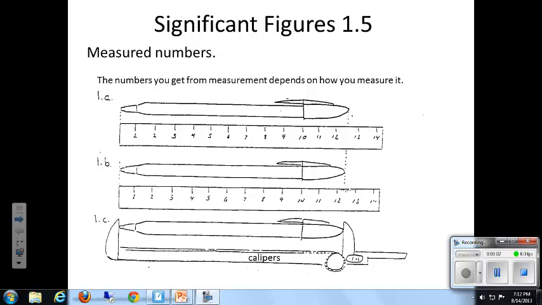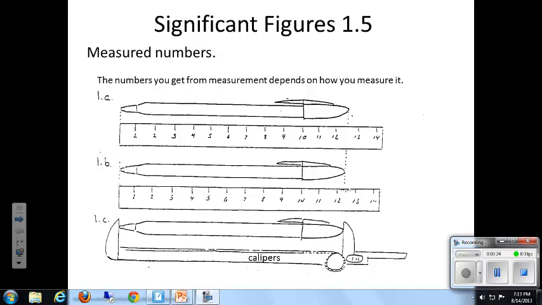Okay, now we want to look at significant figures. This is a very important topic in all science courses, because in all science courses we do measurements and we do calculations, and this is a set of rules that governs how many figures, how many numbers are significant in measurements and calculations.